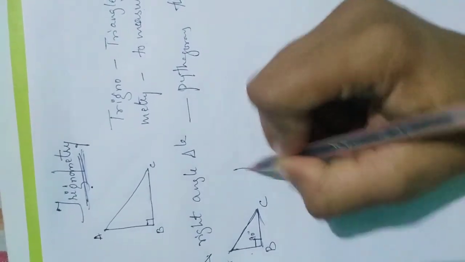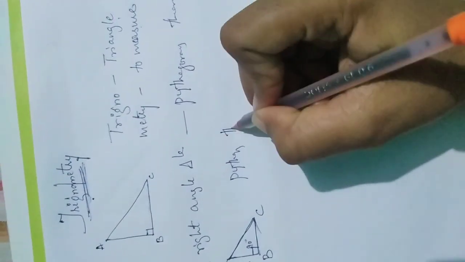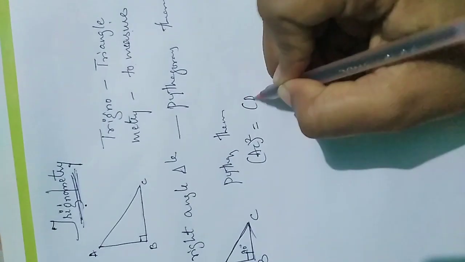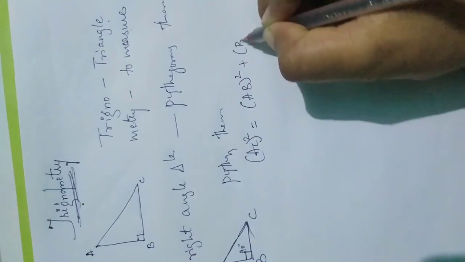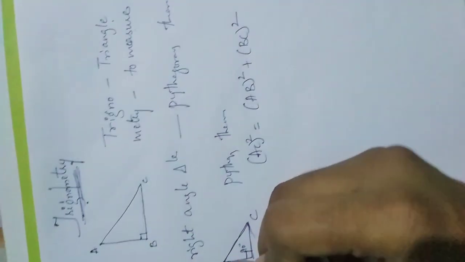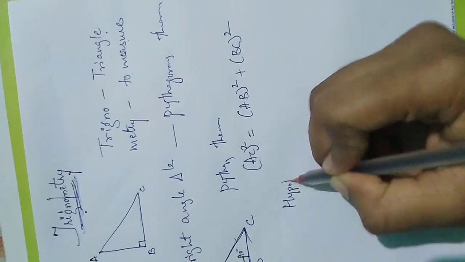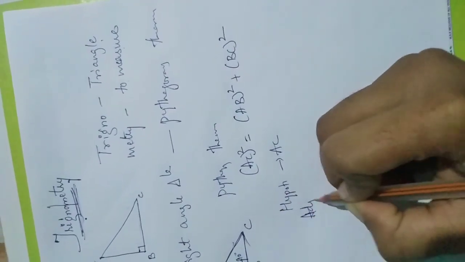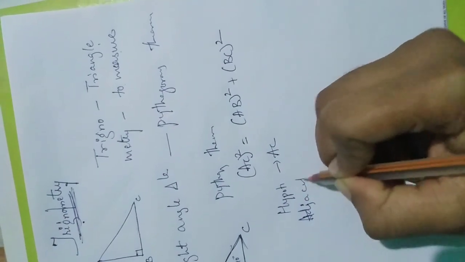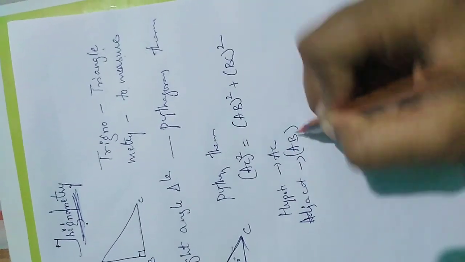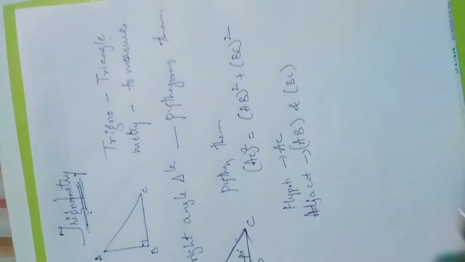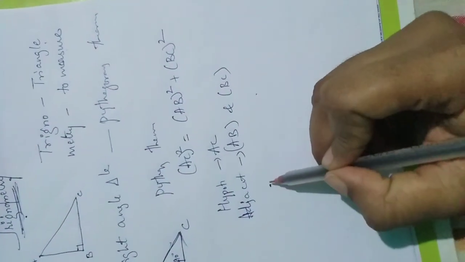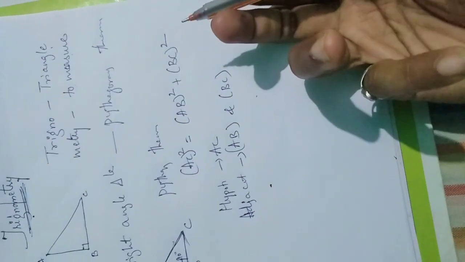See, the Pythagoras theorem formula: AC square is equal to AB square plus BC square. That means the hypotenuse is AC and we have two adjacent sides, that is AB and BC. So in the Pythagoras theorem, if one side is missing, we find the other side.